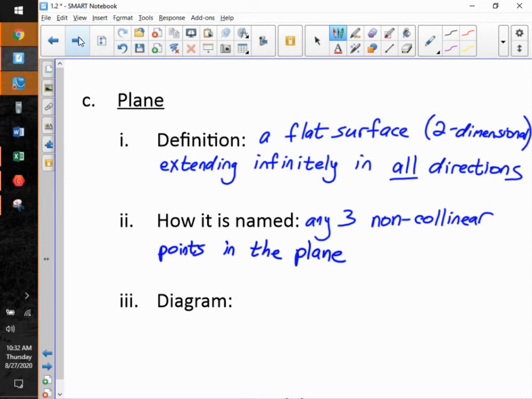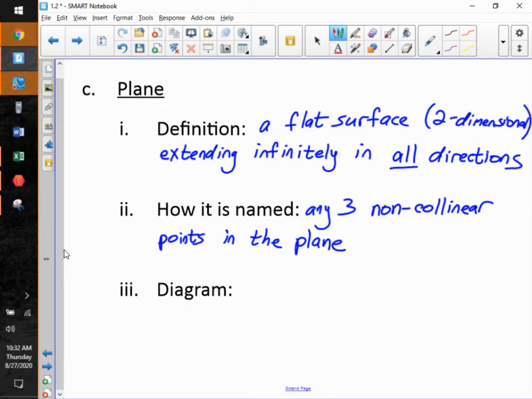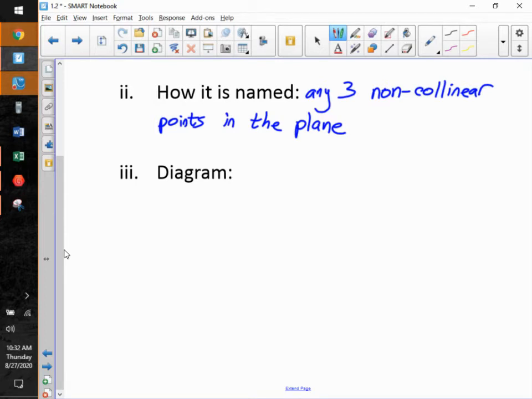And we'll see what that looks like in just a second. And then for the diagram on a plane, this is where things get a little bit interesting here, guys. There are many, many different ways of drawing a plane. And usually the simplest way to do it is to talk about a plane within a larger diagram.